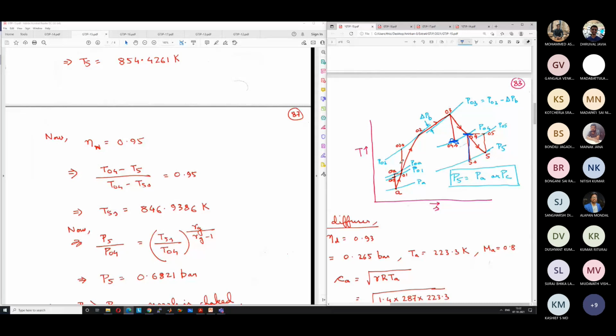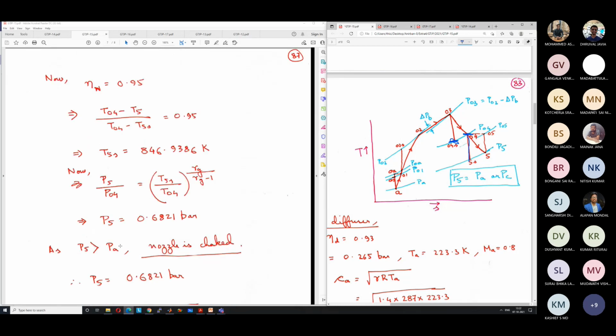So P5 by P04 is equal to (T5s by T04) to the power gamma by gamma minus 1, where gamma is the gamma of gas. So this gives us P5 as 0.6821 bar. Since P5 is greater than PA, what was PA? 0.265 bar. So our P5 has come out as greater than PA.